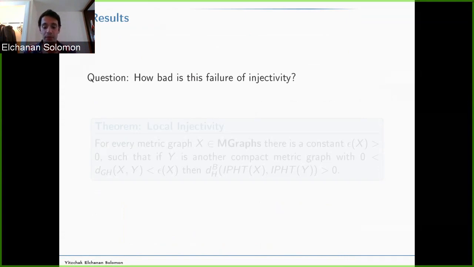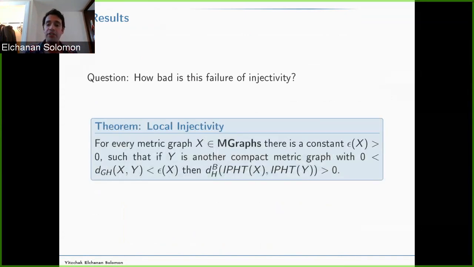And so the next couple slides will be about the different injectivity results we have. So I'm going to start with local injectivity, and then I'll talk about global injectivity. Local injectivity is that for every graph, there is a little ball in the Gromov-Hausdorff metric, such that all the other graphs in that ball have different intrinsic persistent homology transforms. So in other words, you can't have arbitrarily close to a given graph another graph with the same IPHT.